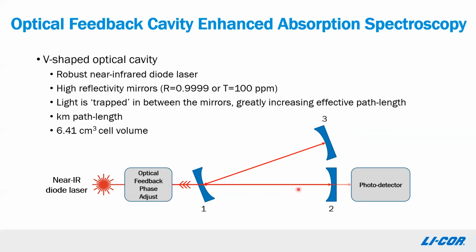And so a path length which is, in practice, just a few centimeters. As I mentioned, the volume of this cell is just 6.4 centimeters cubed. We get an effective optical path length of that instrument of several kilometers. So imagine many, many thousands of passes in that tiny, tiny cell. And that gives us the signal we need to make the calculations.